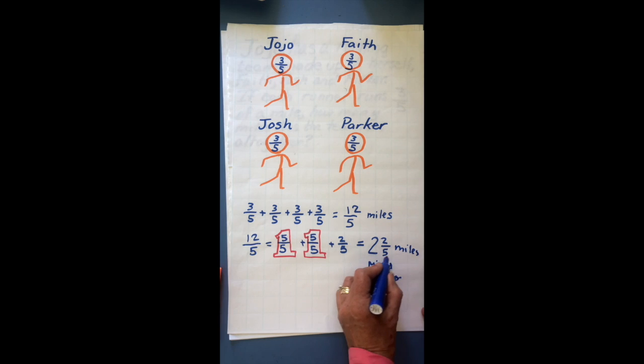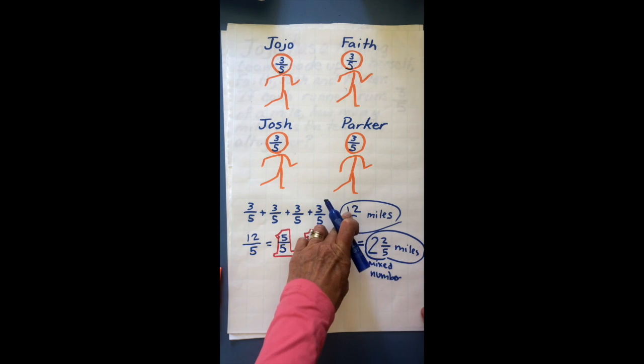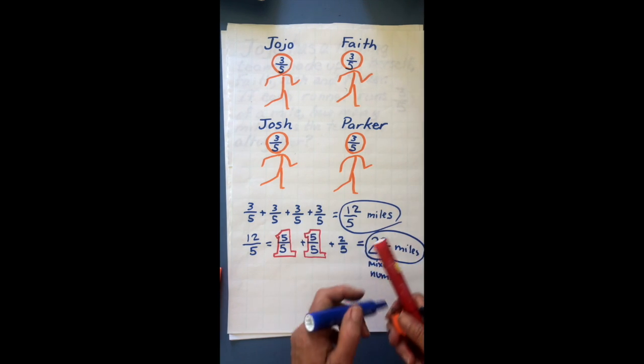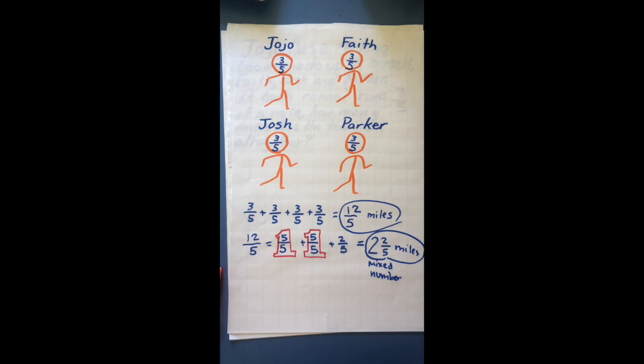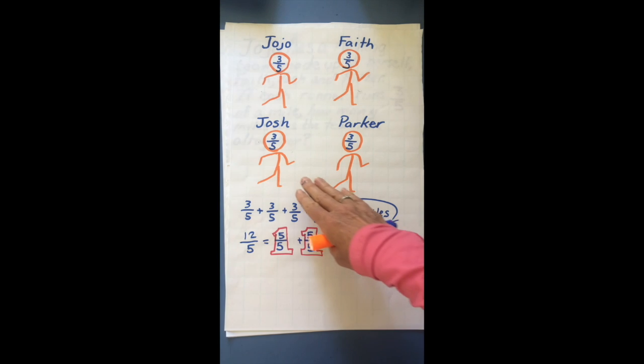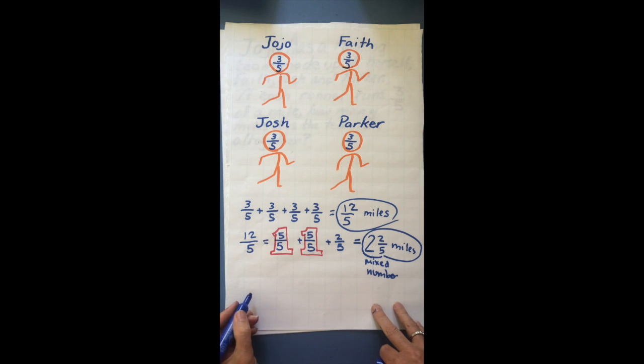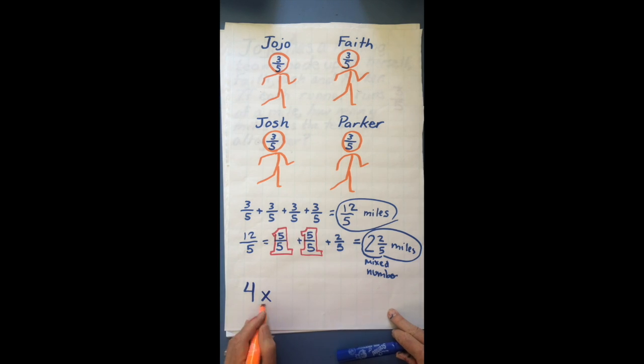So you could write the answer like this, or you could write it like this. So you could write it as an improper fraction or a mixed number. It didn't say which one you had to do, so you could do either one. Or I could solve it a little faster. I could have done it with multiplication, knowing that there's 1, 2, 3, 4 people, or 4 groups of. Remember, the multiplication sign means of.